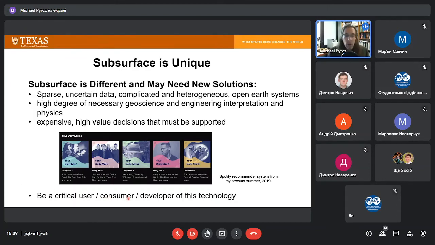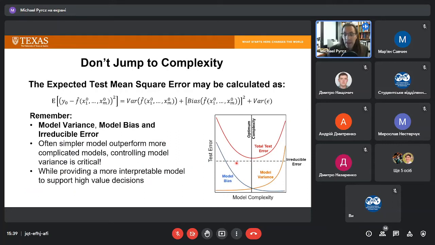We need to be critical users of the technology. In fact, companies I go to refuse to use machine learning unless they can understand the machine, because the decisions are so expensive. Okay, so let's just remember, don't jump to complexity. In fact, if you look at the expected mean squared error, you're going to find that most of the time, the most complicated model, due to model variance, is not the best model.